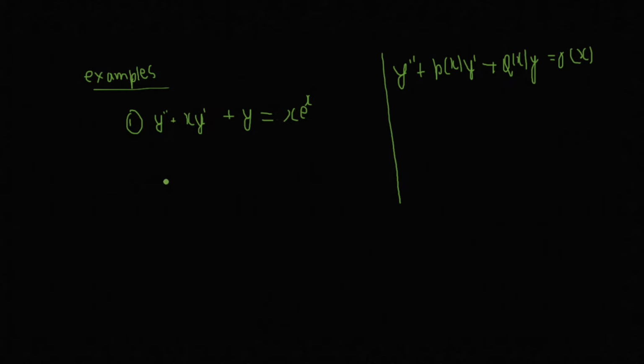Also, it is linear. So when this equation can be written in this format, it is linear, and if the r(x) term becomes 0, it is homogeneous. But here the r(x) term is not 0, so it is non-homogeneous. It is a non-homogeneous linear ODE of second order.